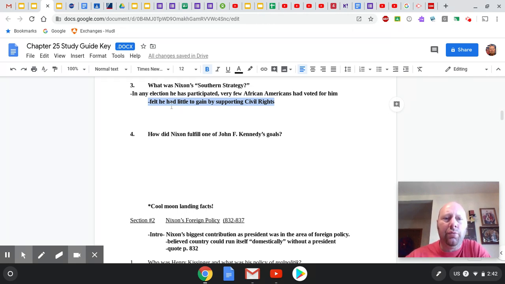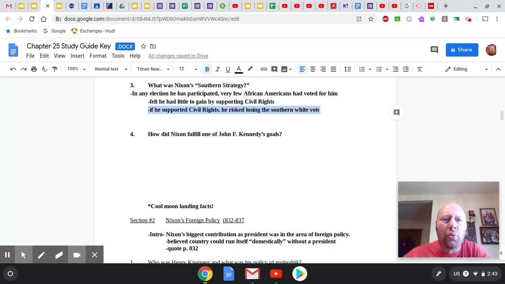And so he felt that he had little to gain if he ran on the ticket of being a big civil rights activist, supporter of civil rights. He said, African Americans aren't going to vote for me anyway. If I were to go that route, I would lose a lot of the white Southern vote. So in order to get elected, I'm going to say, I don't really care about civil rights. So that's going to be his Southern strategy.